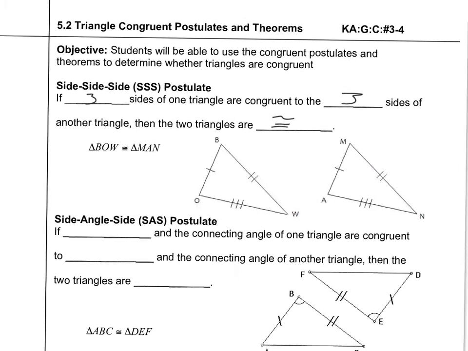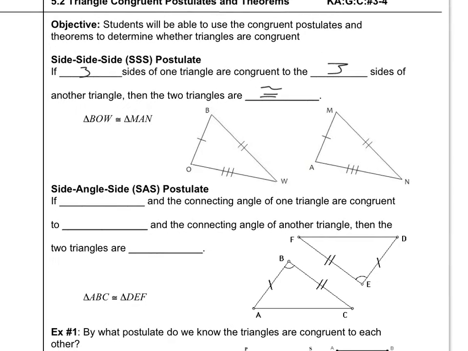CPCTC, which we learned in the last video. So that's one thing that we know, SSS. That proves triangles are congruent. Another way that we prove triangles are congruent is side angle side, or SAS.